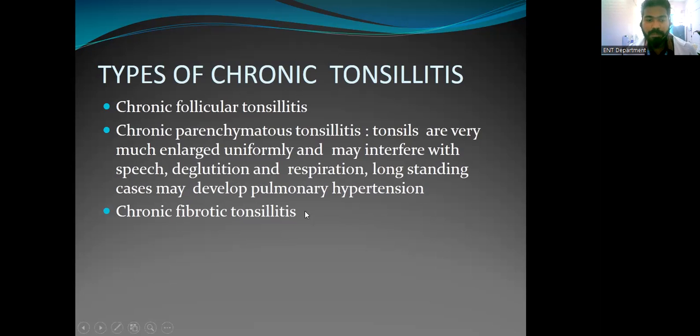and long-standing cases may lead to pulmonary hypertension. And the chronic fibrotic tonsillitis, the tonsil size is not enlarged, but still you have an inflammation and infection of the tonsils. Tonsil size is not enlarged, it's fibrotic.